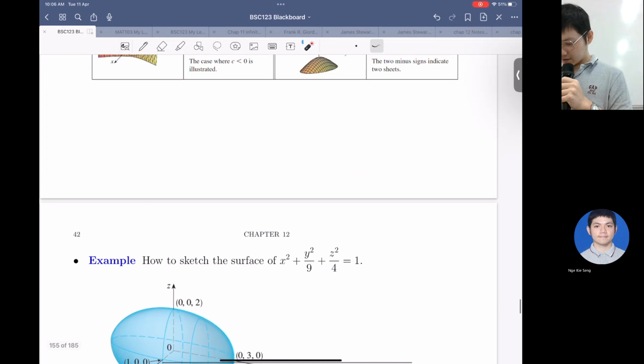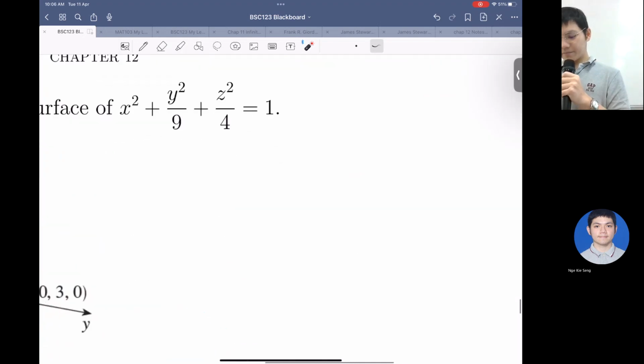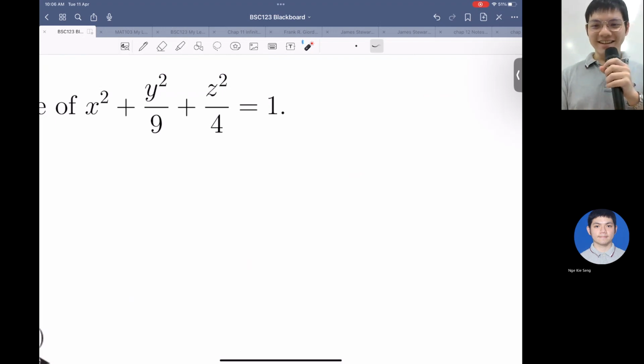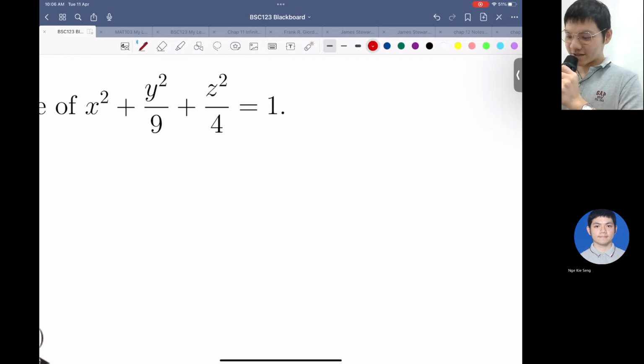Nothing much to say for the moment. Let's try and learn how to sketch this. Just a simple 3D shape. Okay, let's try. How to sketch?